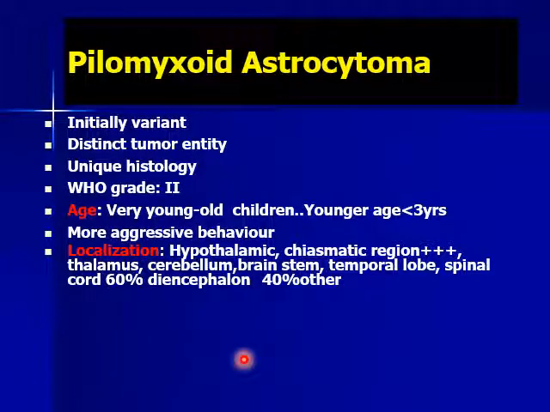A recently described variant of astrocytoma called pilomyxoid astrocytoma. It was initially a variant, but now it is considered in the WHO classification as a WHO grade 2. Usually it is seen in young adults or children, more aggressive in behavior than pilocytic astrocytoma. Usually it likes the area of the hypothalamus and the chiasmatic region, but it can be seen in the thalamus, cerebellum, and so on. But this area is very characteristic, the hypothalamic chiasmatic region.